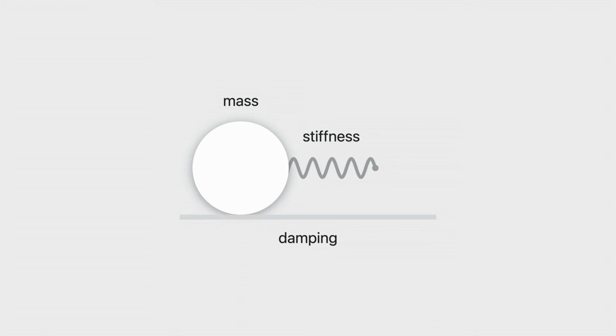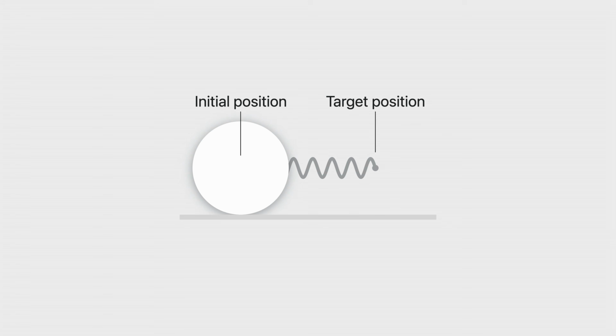Then, we use the initial position of the animation as the initial position of the object, and the target position of the animation to define the resting position of the spring, where the object will get pulled towards. Then, we can release the object to start the animation. The properties we use to define the spring system determine the type of motion that occurs, and changing them changes the resulting animation.